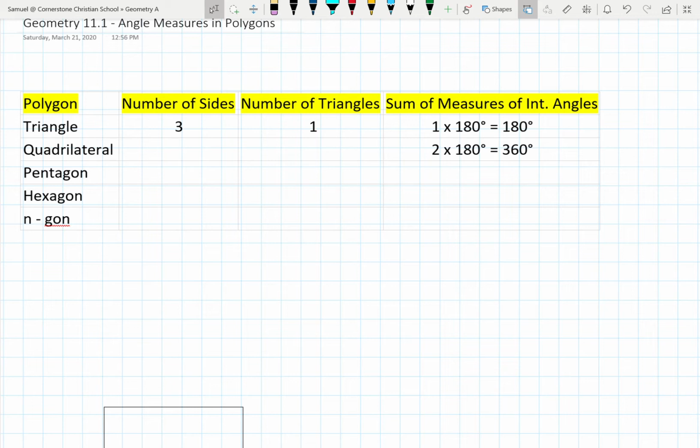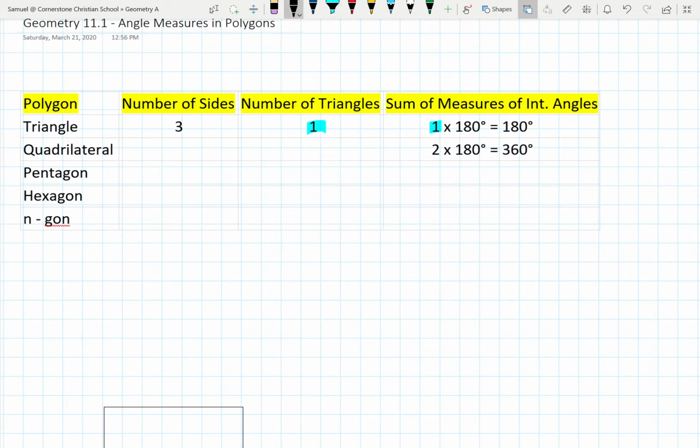And I filled in the first one already. We know that a triangle has 3 sides. How many triangles can you make out of a triangle? Well, just one. And for the sum of the measures of the interior angles, I'm going to take how many triangles I have times 180, and that would be 180, because we know that no matter the triangle, scalene, isosceles, obtuse, acute, all 3 angles on the inside are going to add up to be 180.